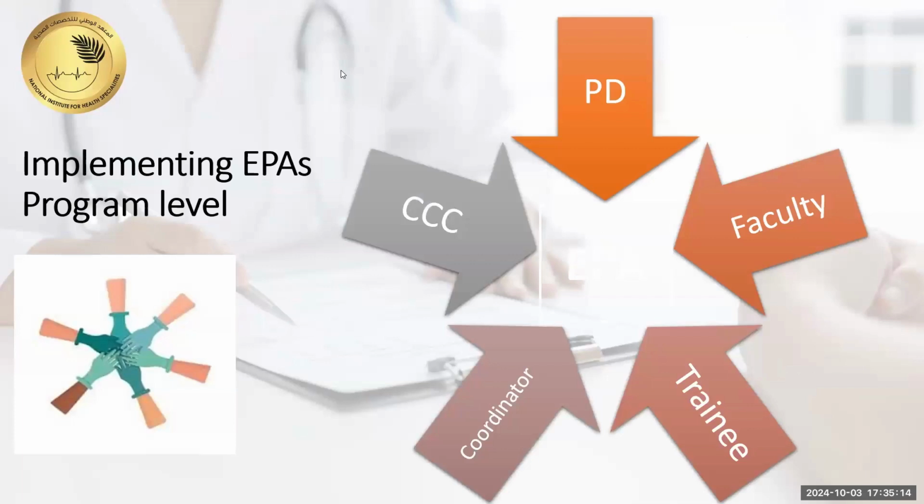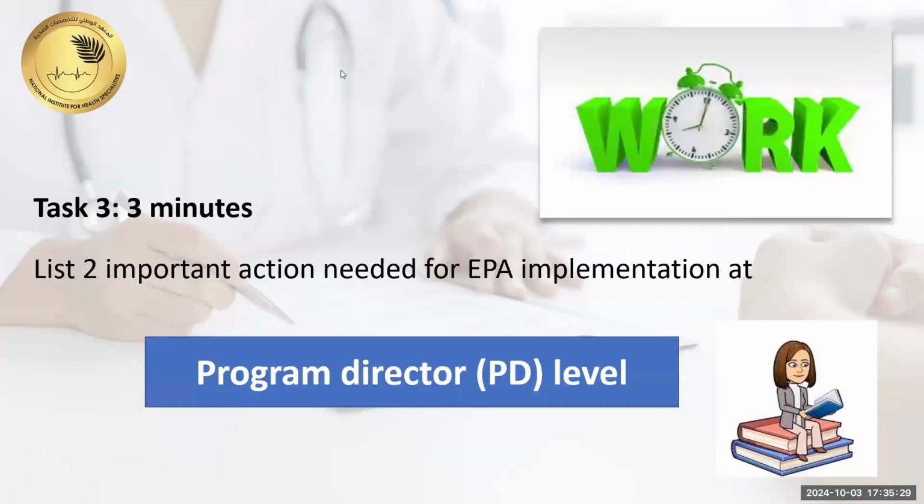Now, we are coming down to the program level. At the program level, we have the PD and associate PD, of course. We have the faculty, we have the trainees, the coordinator, and very important, the CCC. So, who in the audience took the role of program director? Can we see what you think are the two important actions needed for EPA implementation?